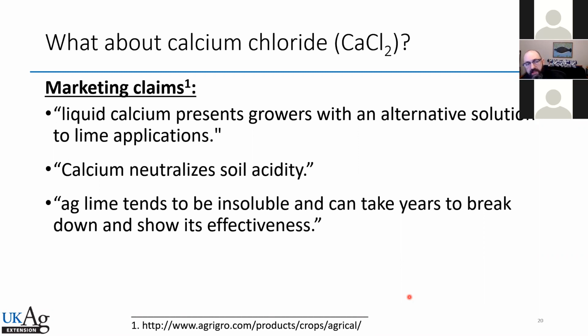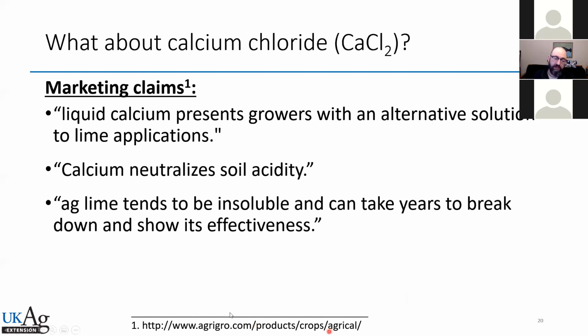But on their website, and they keep changing their name and changing their website, it said originally, liquid calcium presents growers with an alternative solution to lime applications. Calcium neutralizes soil acidity. Ag lime tends to be insoluble, could take years to break down and show its effectiveness. So this all is quotes directly off their website.